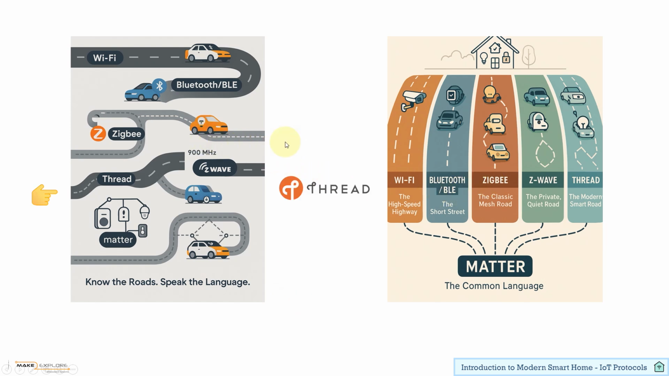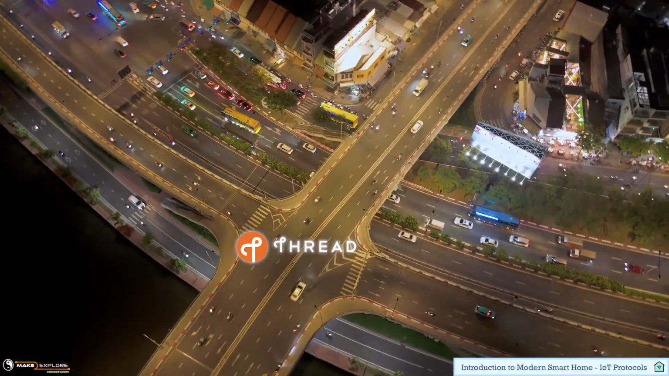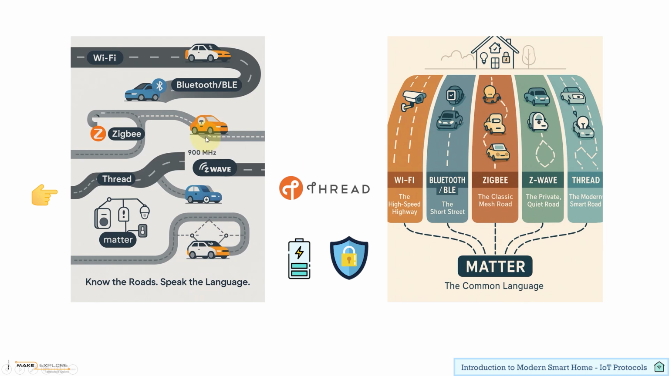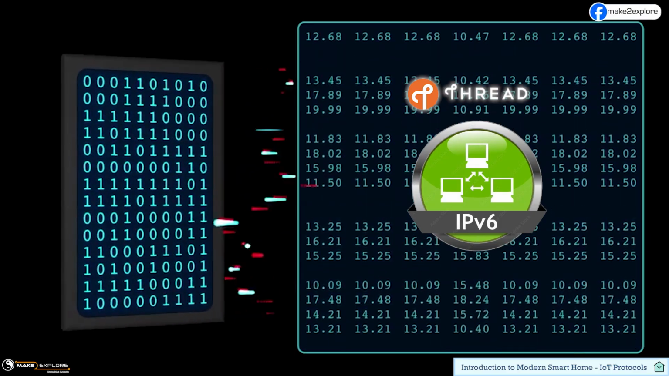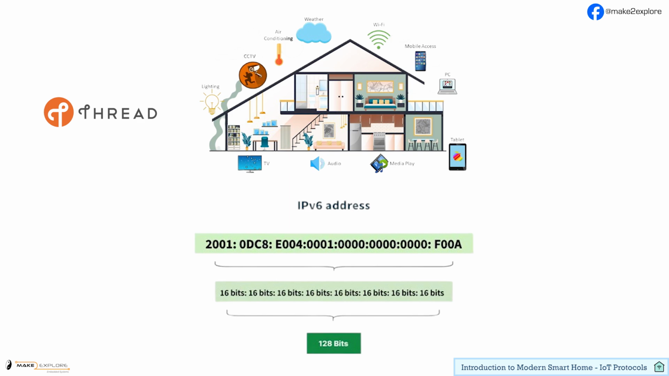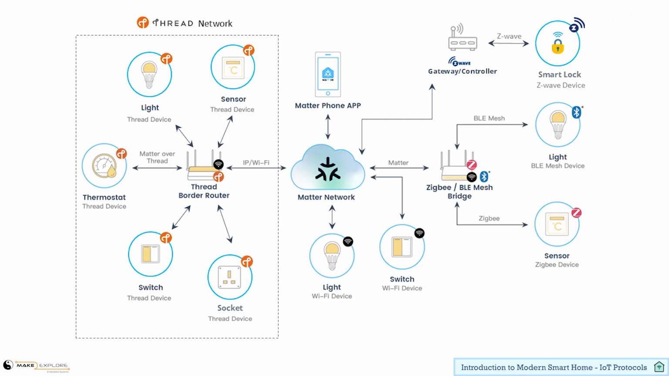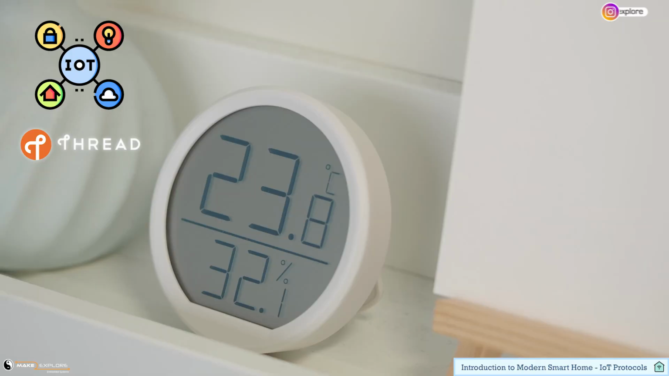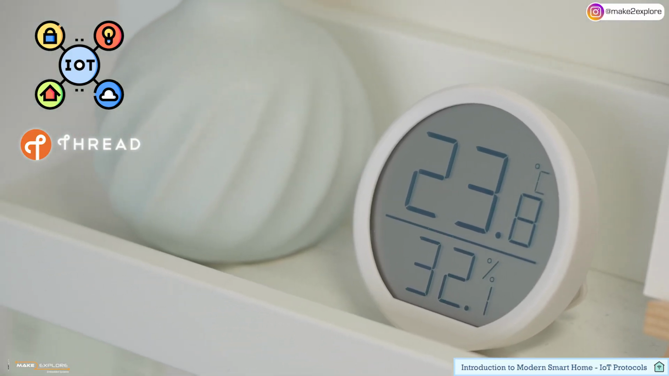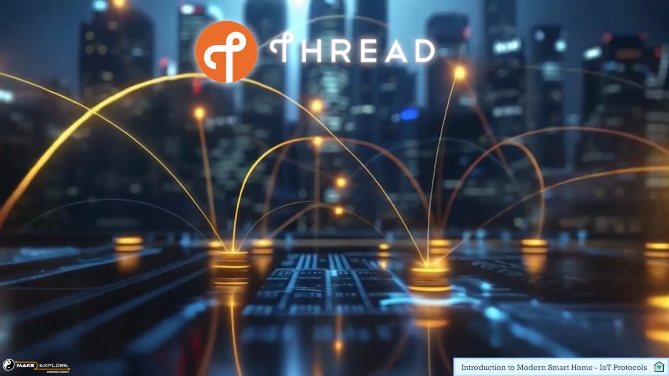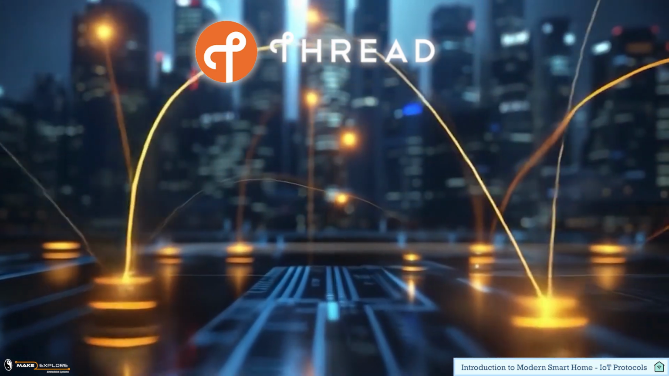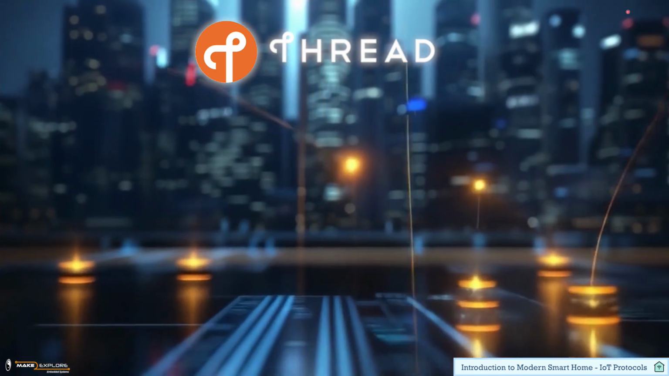Then comes Thread. Thread protocol is like the modern smart road, low power, secure, and built for IoT. It uses IPv6, meaning each device has its own address. Thread is also a wireless mesh networking protocol designed specifically for smart home and IoT devices. It enables direct, peer-to-peer communication between devices, forming a reliable and self-healing mesh network.